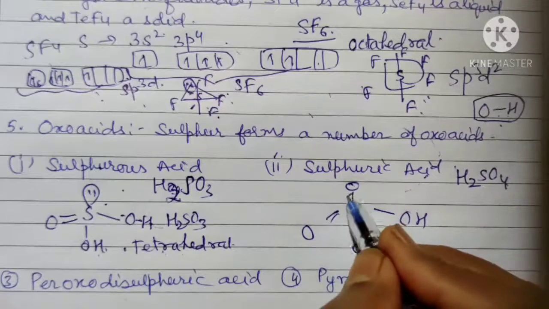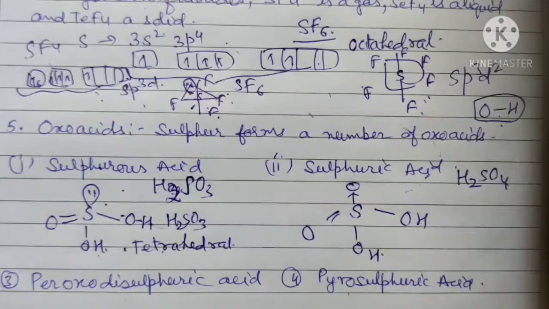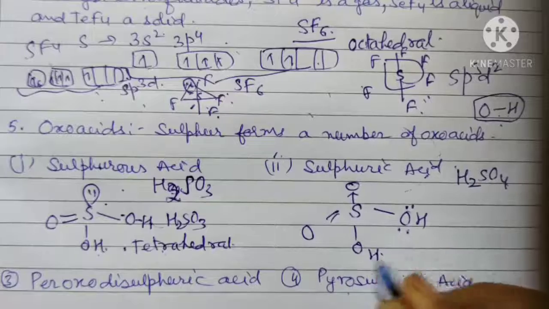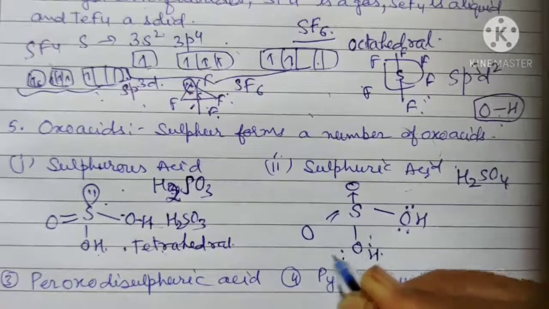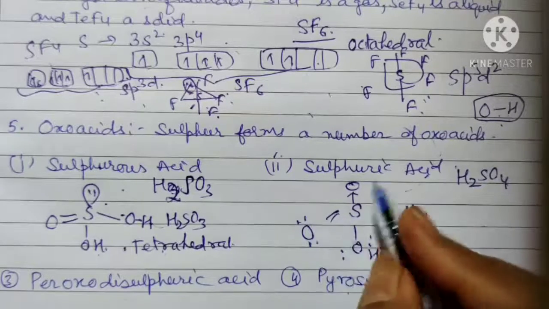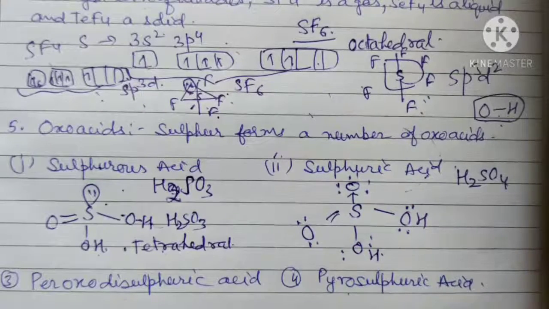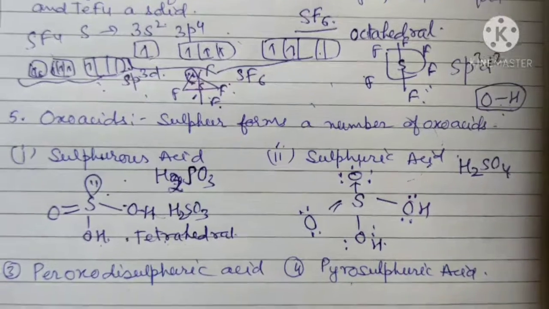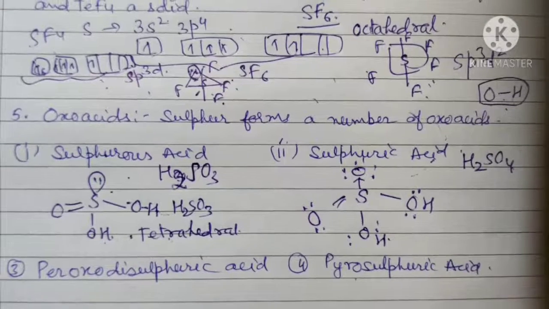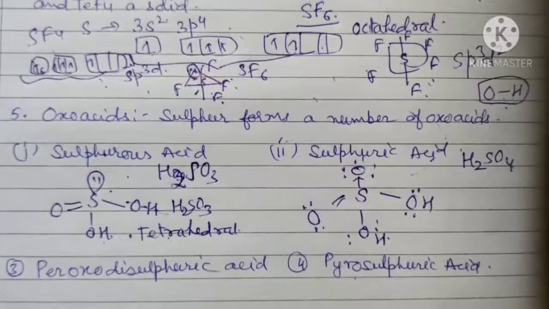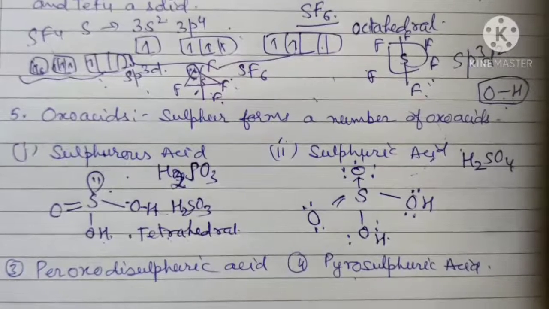Or you can make 1 coordinate bond here. Or if you are not making it, then you can draw here the lone pairs of electrons which are present here. So we can explain the formation of the bond. Then we would put here 6 electrons, that is the electron dot structure for the sulfuric acid. So in this way we can draw the structure of these oxyacids of sulfur.